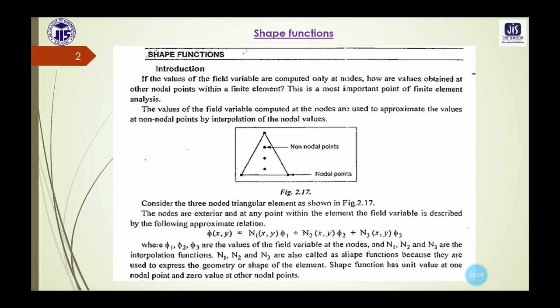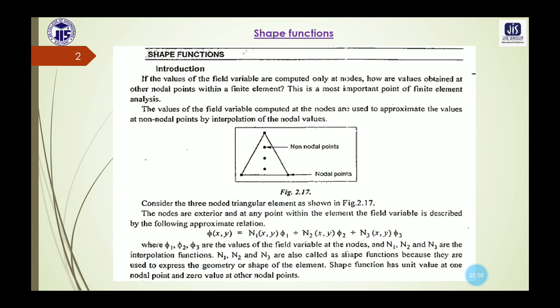So the concept of the shape function we will discuss first. In this finite element method, the values of the field variable are computed only at the nodes. The nodes or nodal points are the corner points of the elements. Now if the values of the field variable are computed only at the nodes, then how are values obtained at other points within a finite element?